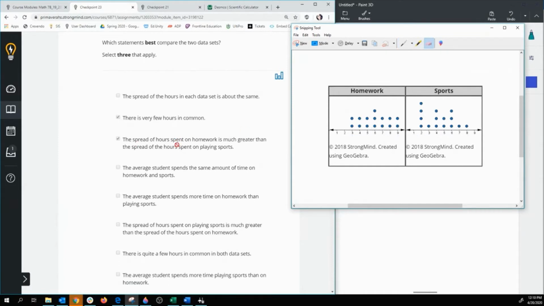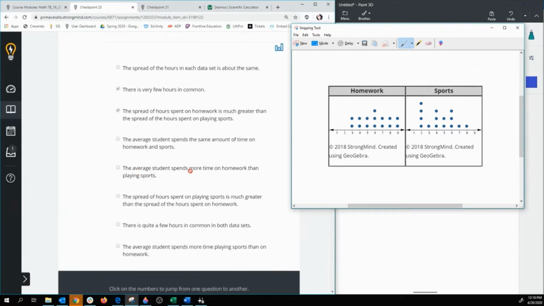So this one, it's not much greater. I would say they're equal. The next one says that the average student spends the same amount of time on homework and sports. I don't know. Let's come back to this one. We might have to do some work for that. The average student spends more time on homework than playing sports. We probably have to find the average here. The spread of hours spent on playing sports is much greater than the spread of hours spent on homework. Nope. There are quite a few hours in common in both data sets, and the average student spends more time playing sports than on homework. So let's find the average for both of these sets of data.